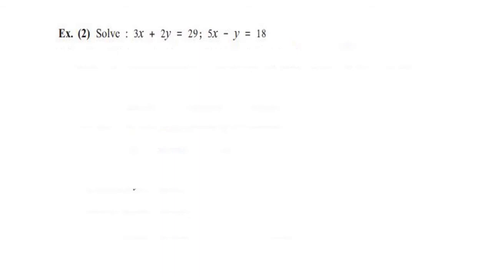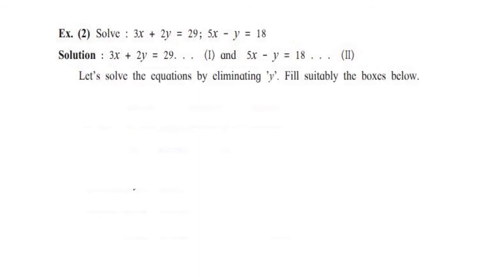A methodology will be taught, and this is from your textbook. Textbook का copy किया है मैंने, just to show you that what is there in the textbook. Textbook is giving an equation 3x plus 2y is equal to 29, 5x minus y is equal to 18. There are two equations. We will name the equation. It is named as 1 and 2.